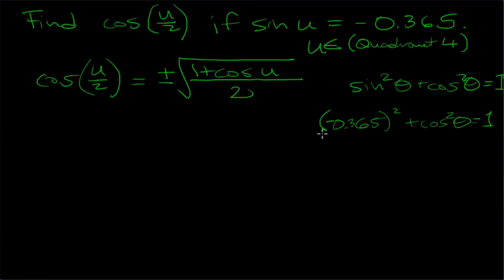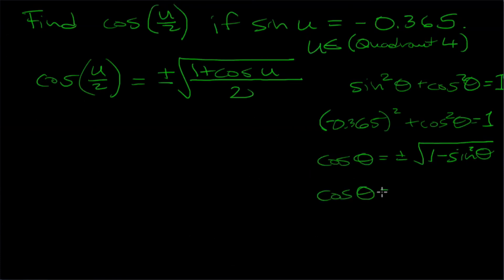I could have rearranged this whole equation and I would have found that cosine of theta is plus or minus the square root of 1 minus sine squared of theta. If I had taken this identity, subtracted sine squared, and then taken the square root of both sides, then I'd end up with that. But I can also just plug it in directly and manipulate it that way. Whichever way is easier for you.